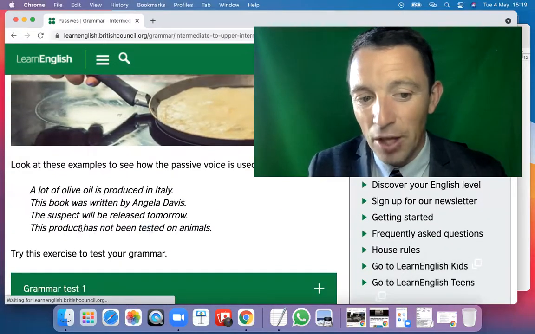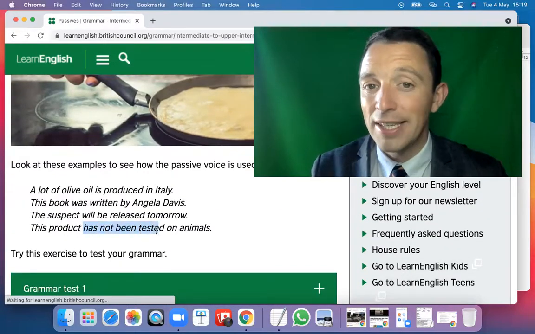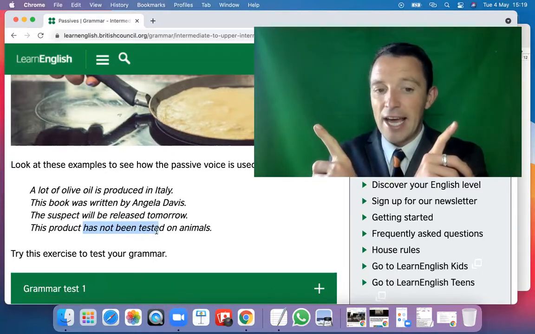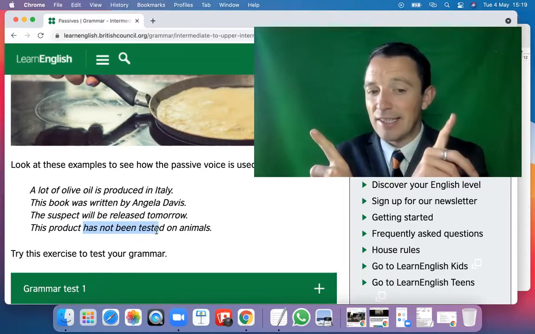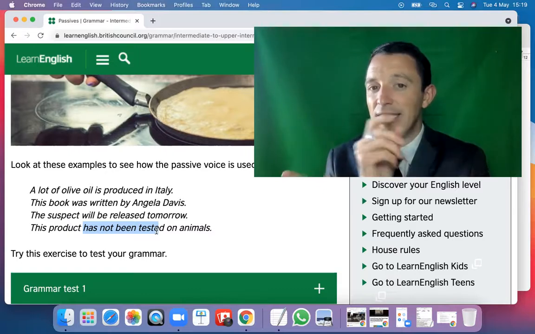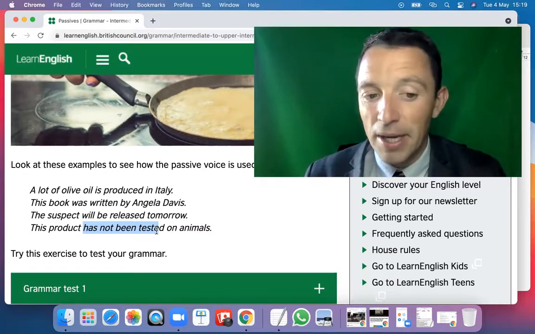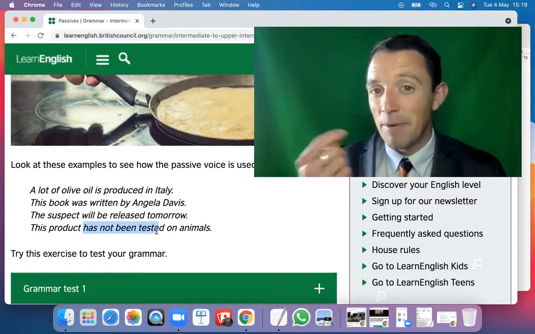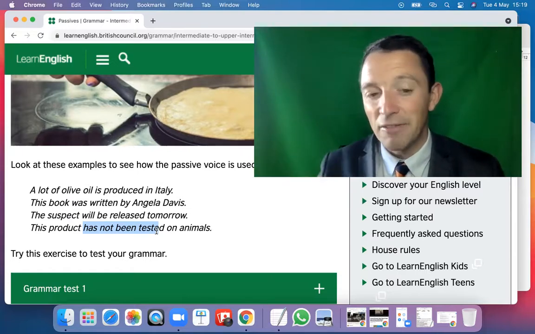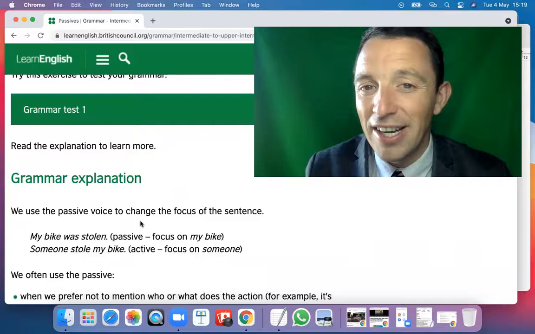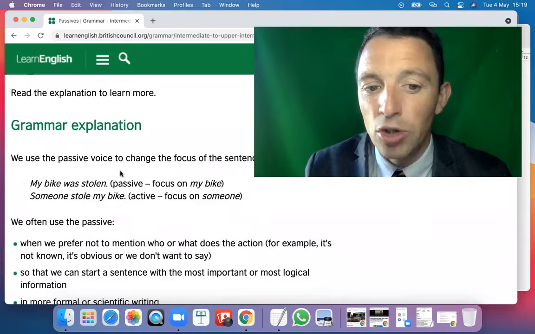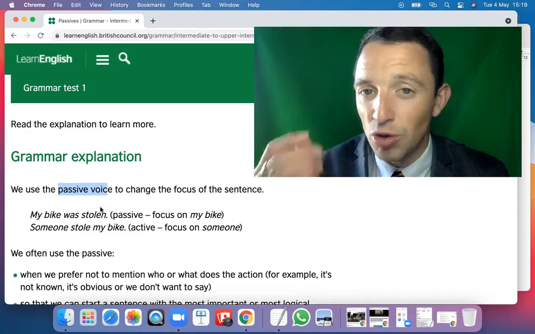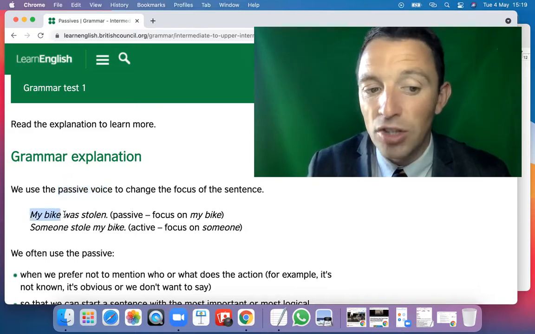And here you can see the verb to be plus the participle. So it is the passive and the active of this sentence. The scientists have tested this product on animals. I think that might be another possibility. So you can see it's tricky, but that's a maybe more complicated structure at the end. So the active and the passive is very important. Here is the grammar explanation. So we use the passive voice to change the focus of the sentence. So it's really important. My bike was stolen.